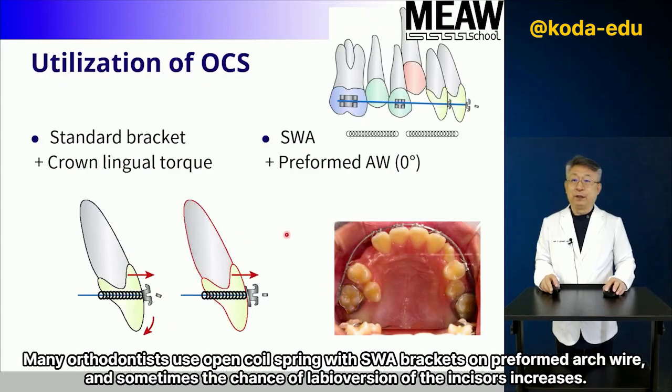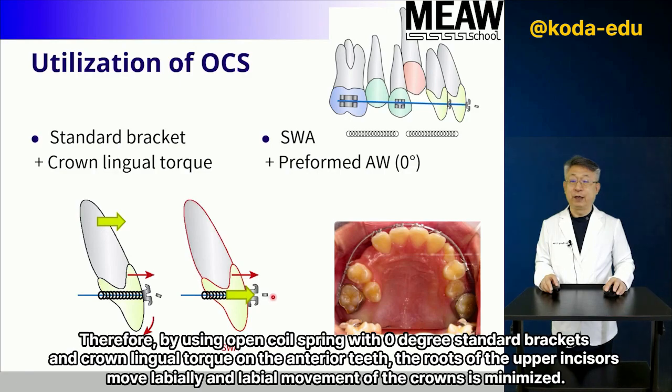Many orthodontists use open coil spring with SWI brackets on preformed arch wire, and sometimes the chance of labioversion of the incisors increases. Therefore, by using open coil spring with 0° standard brackets and crown lingual torque on the anterior teeth, the roots of the upper incisors move labially and labial movement of the crowns is minimized.